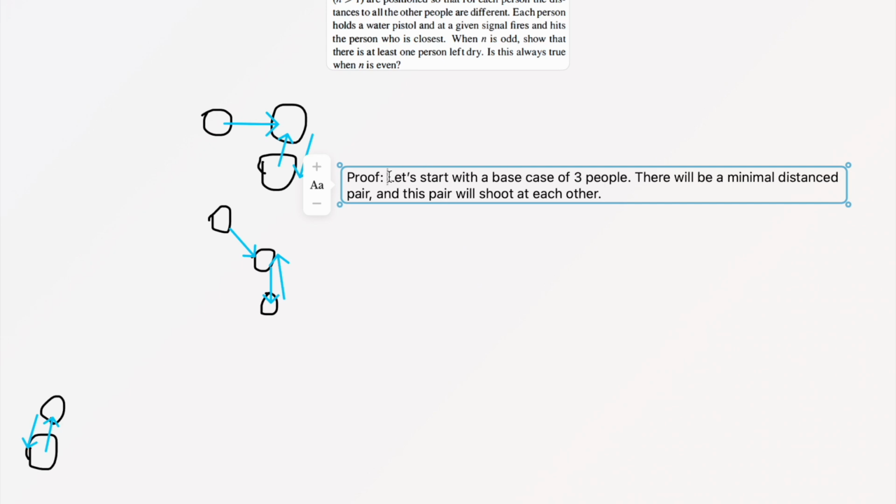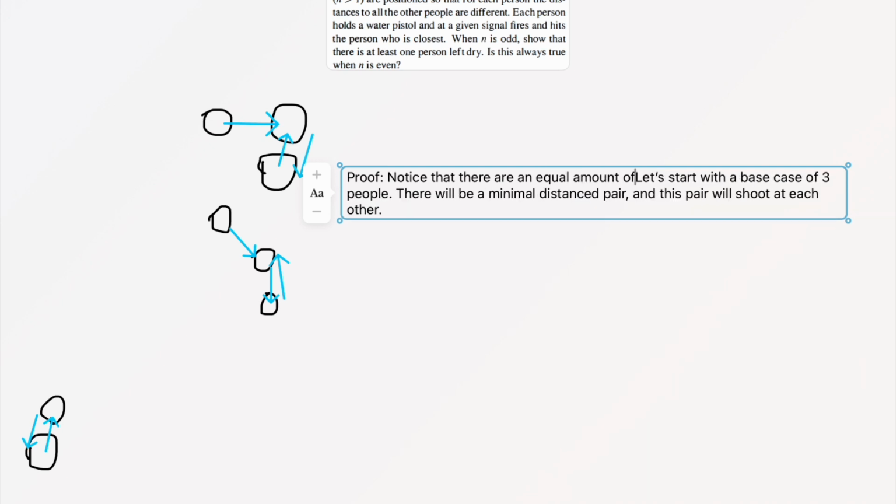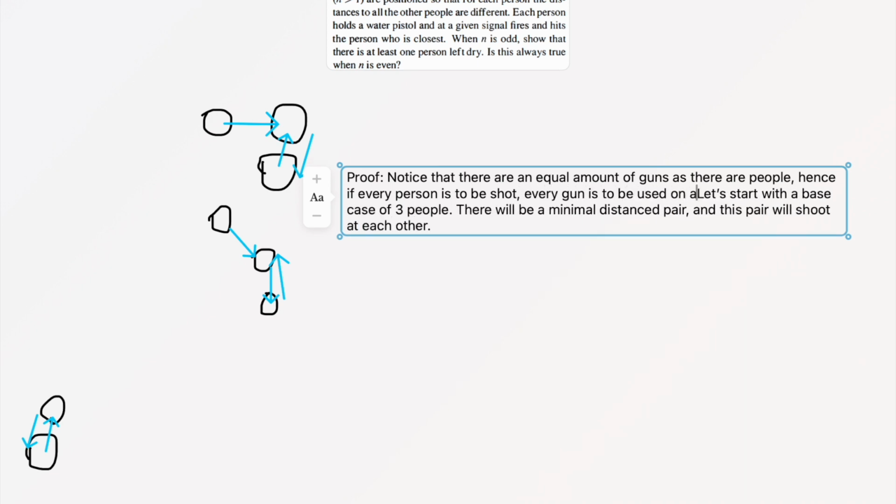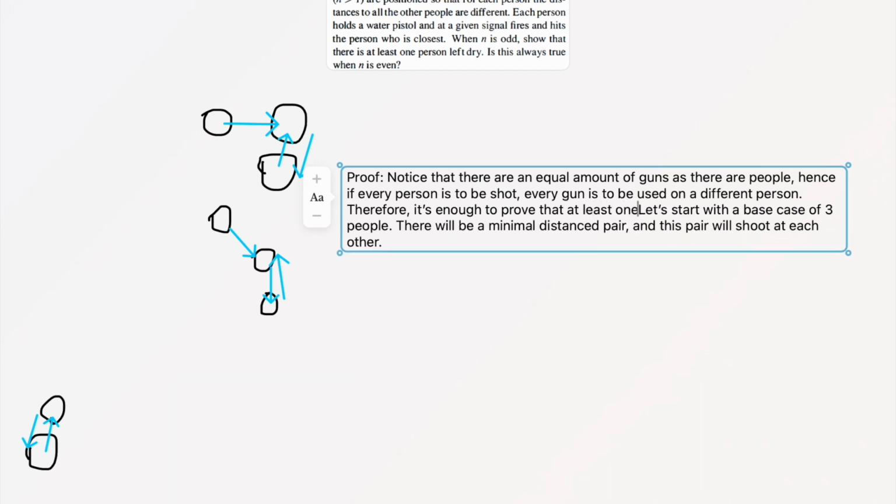Actually, one thing I want to do is I'm going to start off this proof by giving our noticing of this 1-to-1 ratio. Notice that there are an equal amount of guns as there are people. Hence, if every person is to be shot, every gun is to be used on a different person. So therefore, it's enough to prove that at least one person will be shot twice.